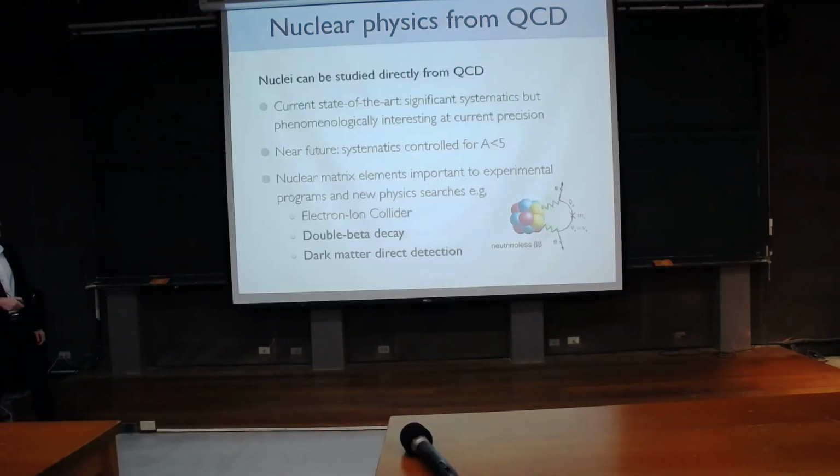And so really understanding these nuclear matrix elements is important to experimental programs and new physics searches across nuclear and particle physics. Everything from understanding the flavor structure of hadrons and nuclei to the future electron-ion collider, understanding neutrino physics, understanding dark matter, and just understanding how the complexities of the periodic table come from that wonderfully elegant standard model. Thank you.